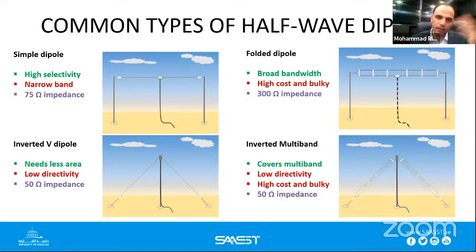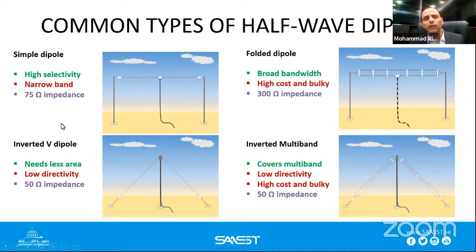So this is an advantage and a disadvantage for some applications. It is important and desirable to build an array that has a wide bandwidth, but this has a narrow bandwidth.